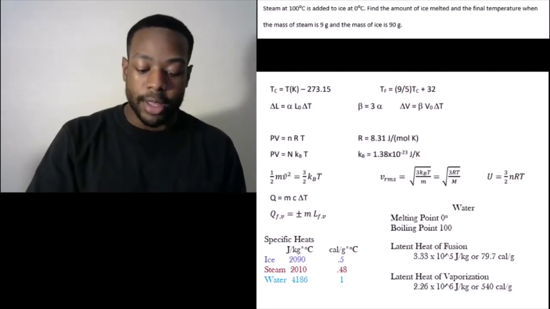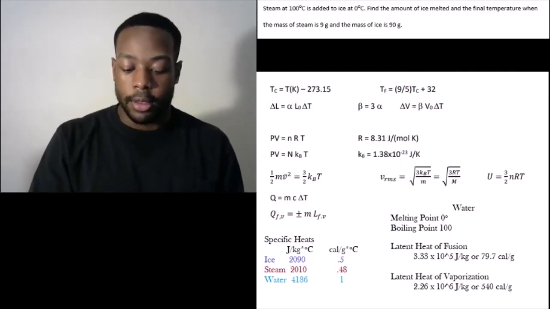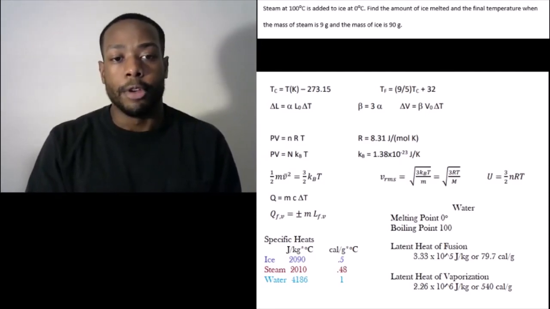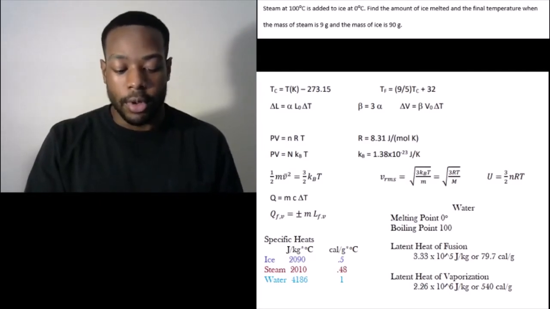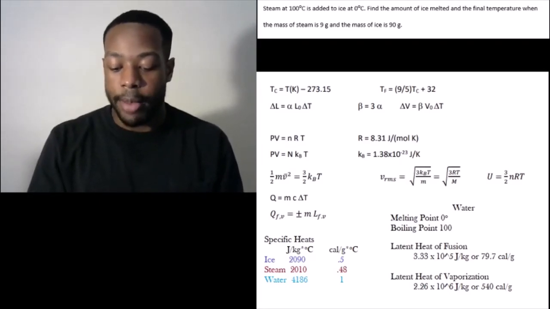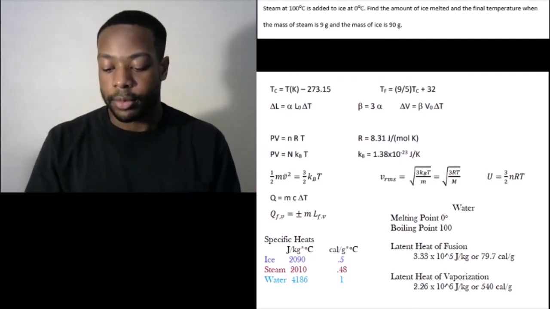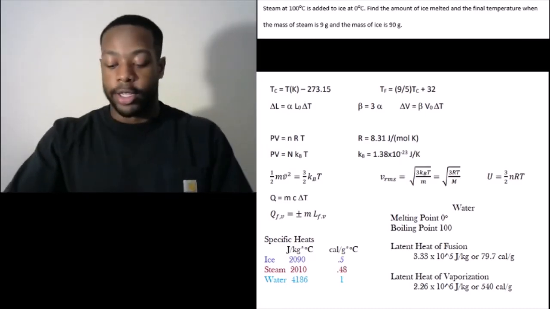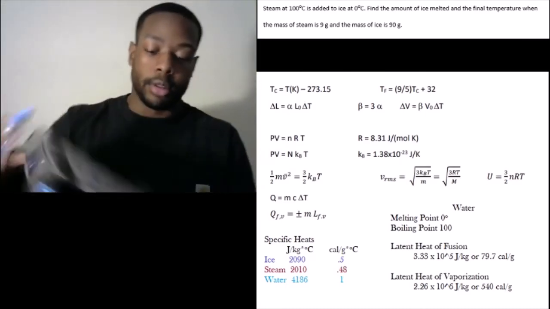So same thing with the ice, but we're going to use the latent heat of fusion. So we're going to do 90 times 79.7. And I'll show you that as well. Do a little math there.